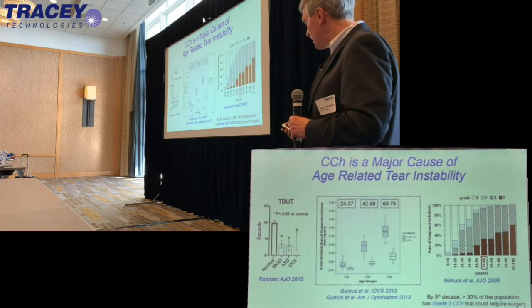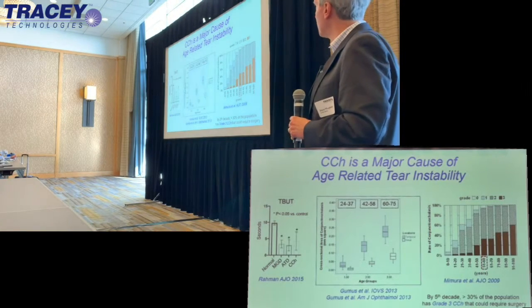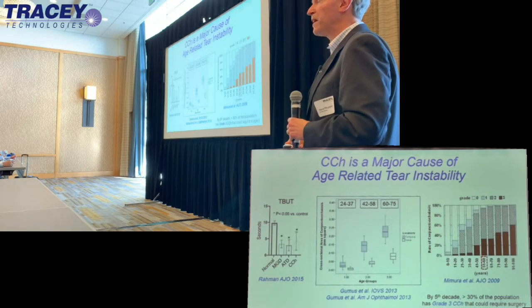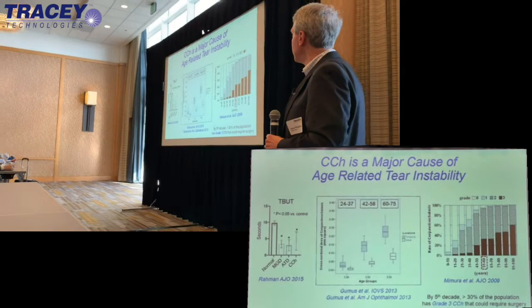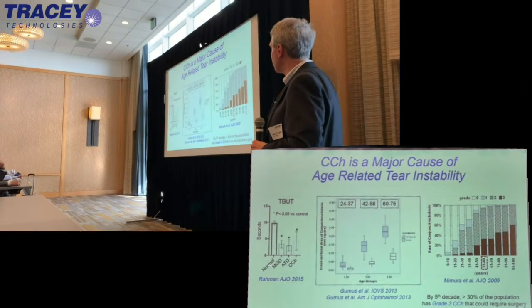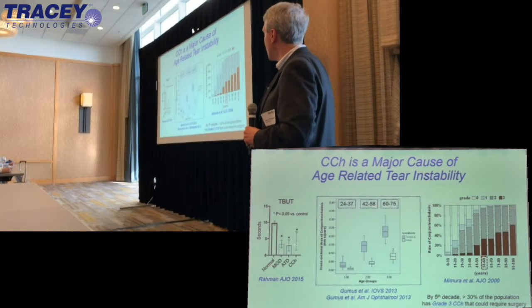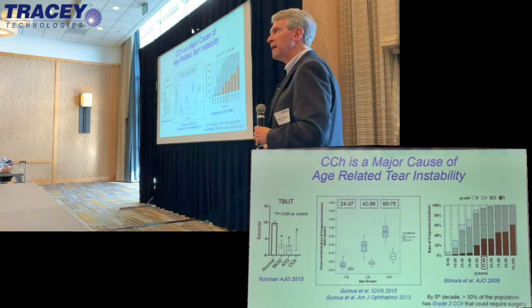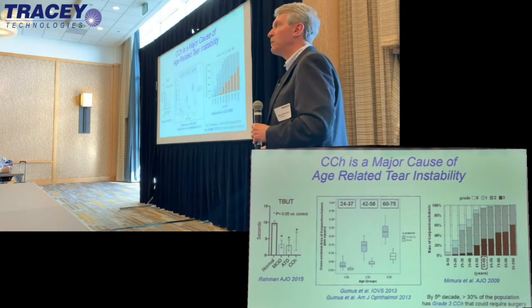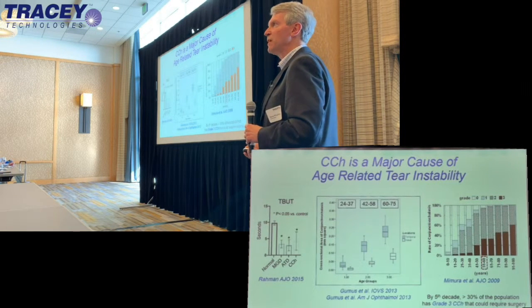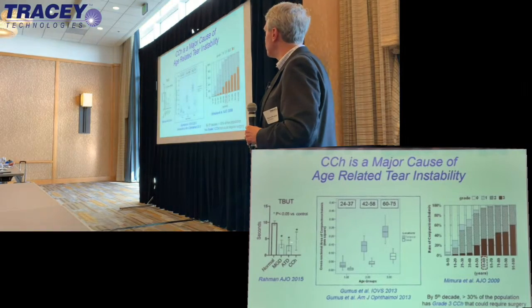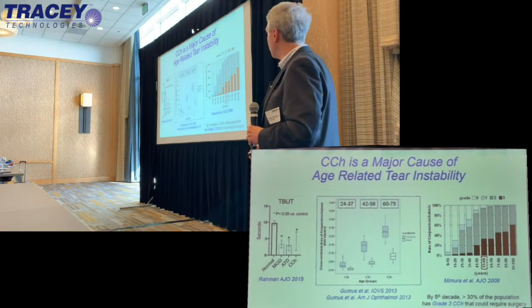Well, conjunctival chalasis, I think, as we were just talking with Dr. Henry before, people more and more are recognizing that it's really a major cause of age-related tear instability. Just like the other conditions like meibomian gland disease or aqueous tear deficiency, tear breakup time is more rapid in conjunctival chalasis. And a lot of these people actually have tears pouring out of their eyes, so it's not actually a tear deficiency problem, it's more of a tear distribution problem.